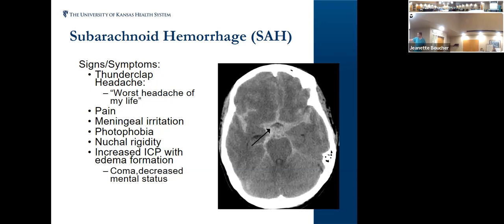It goes all the way around. The potential space there in the subarachnoid area fills with blood and just bathes the brain with blood, and blood outside of the brain is an irritant. It makes the brain very irritable, so they can have seizures. It can cause blood vessels to spasm. Blood vessels are great for transporting blood in the vessel, but the blood vessels do not like blood outside of the vessel. It wants to get away, so you get spasms.